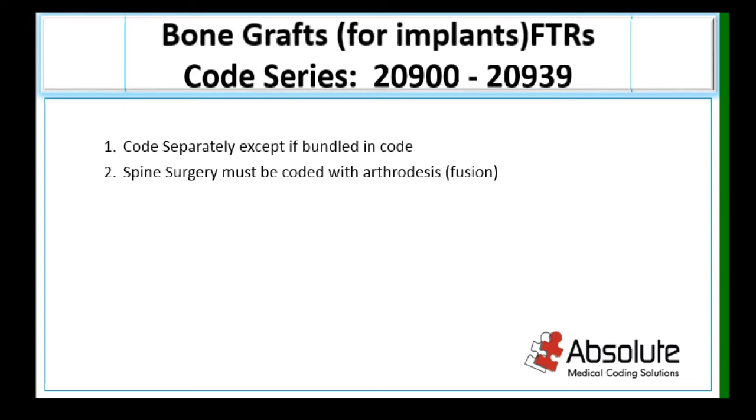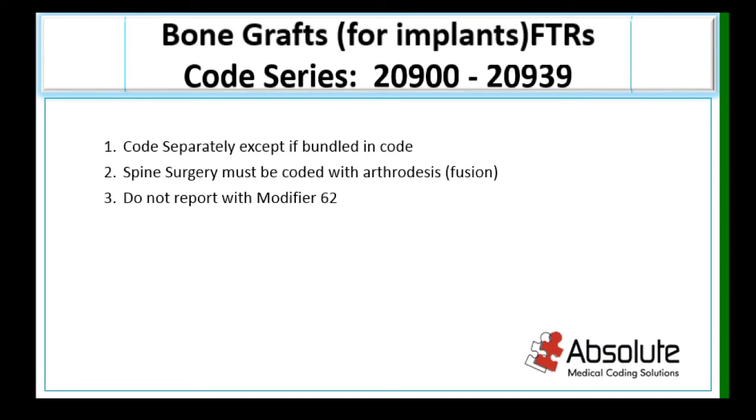FTR number 2, spine surgery must be coded with arthrodesis or fusion. Just like instrumentation, you cannot code bone grafts for the spine surgery unless you have arthrodesis. And if you look at the code series, that 209, that's probably something you're going to see a lot, and you're going to realize that this is a bone graft procedure. If you see this code and you don't see the arthrodesis code in a spine surgery, you know it's wrong.